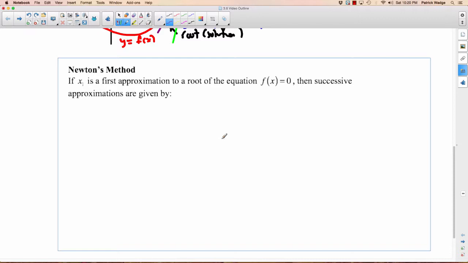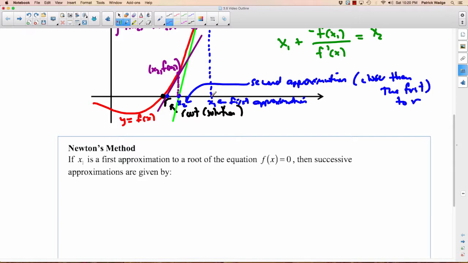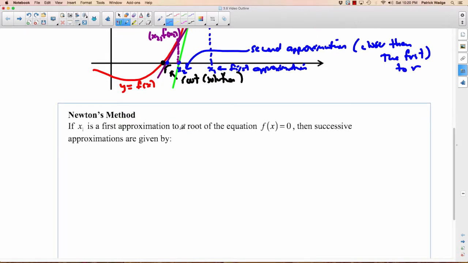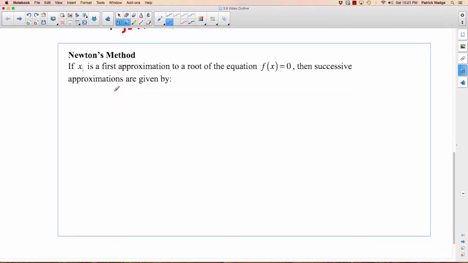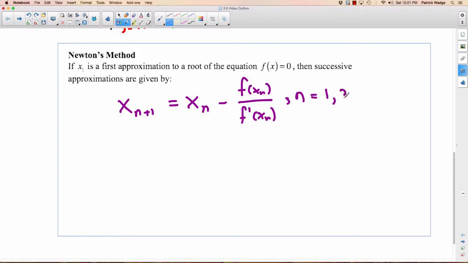This is probably the part you really are interested in, though. This is the actual formula for Newton's method. So it says if x1 is a first approximation, so that's like your first guess, right? This x value right here, to a root of the equation f of x equals 0, then successive approximations are given by, like the next best one, the x2, and then the next one, x3, and the next one, x4, etc., etc., given by this formula right here. X of n plus 1 is equal to x of n minus f of xn over f prime of xn, where n would equal 1, and then 2, and then 3, and onwards as long as you want.